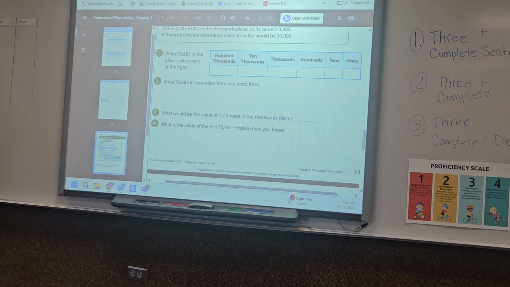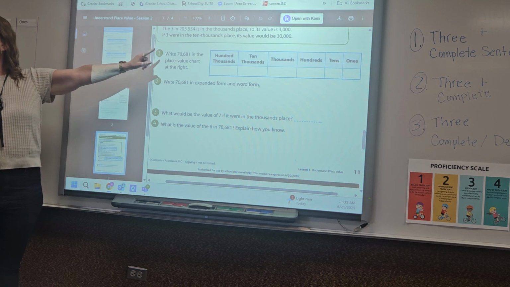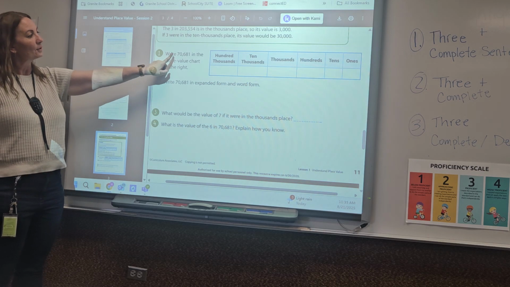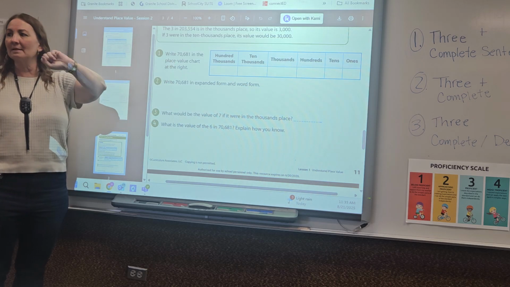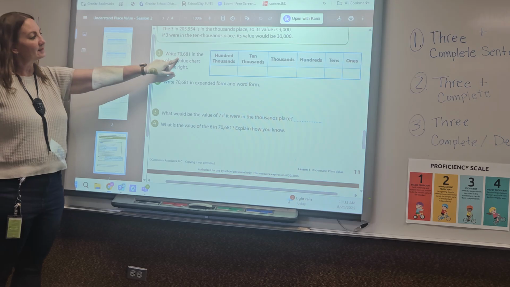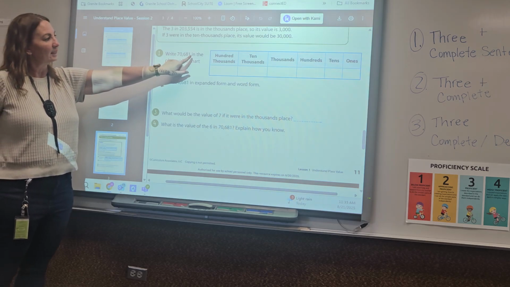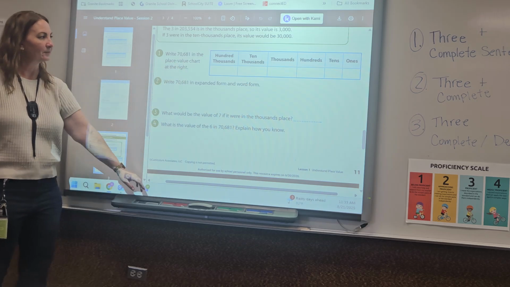Good. So, please read this with me, and then we'll write it in the chart and see if we did it right. So what does this say? Write 70,000. No, we're going to start over because some people are not helping us. Sit up back there. Write 70,681 in the place value chart at the right.